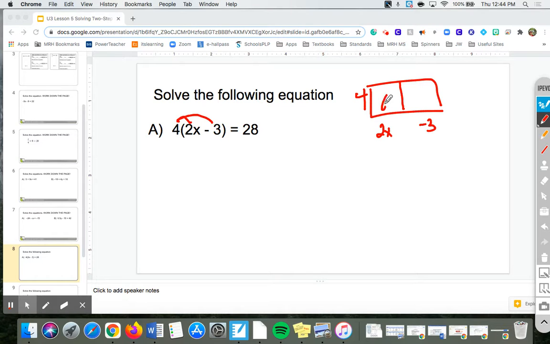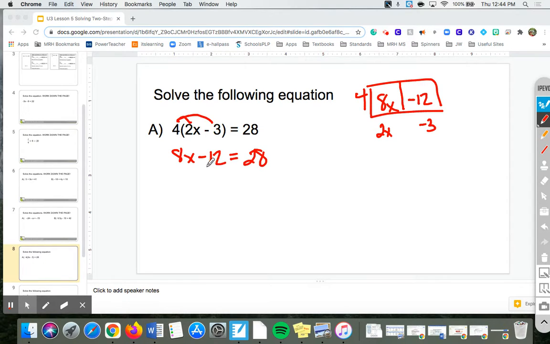So 4 multiplied by 2x is 8x. 4 multiplied by negative 3 is going to be negative 12. And then that is what's inside the areas of my rectangles here. That was my new expression. So 4 multiplied by, in parentheses, 2x minus 3 simplifies to the equivalent expression 8x minus 12 is equal to 28. So now I can see, all right, there is no more distributive property that needs to be simplified. There are no like terms because I have 8x with the variable x, and I have minus 12, which is a constant. So now I'm into the normal steps of solving a two-step equation.